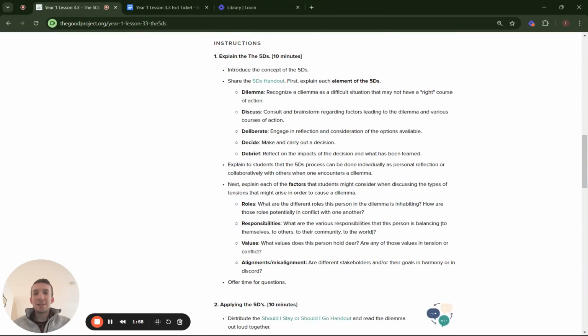But first, with this lesson, you want to present the 5Ds. So again, through those 5 steps, make sure students are clear. So you might want to pause at certain points to ask if they have any particular questions. You might want to provide an example if you have time.